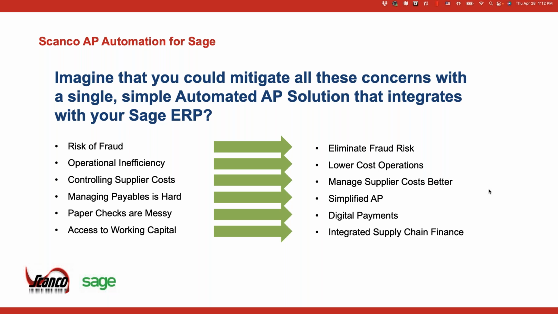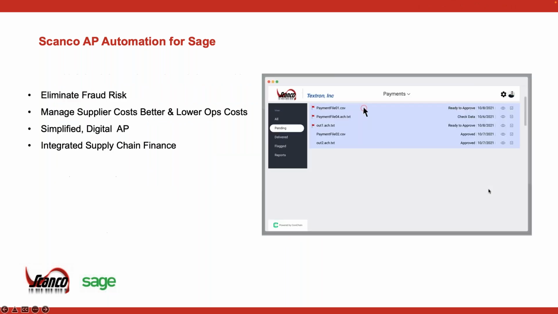If you go to the next slide, Ross, it's a single, simple solution to manage AP digitally and to really get access to additional working capital, whether you're a buyer or a supplier or both. With Scanco AP Automation, we put you fully in control of your outbound payments, the amount, the timing, to which vendors, and it's all integrated into the Sage ERP and obviously into other Scanco applications.